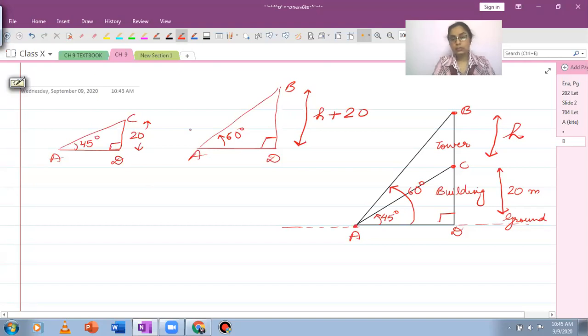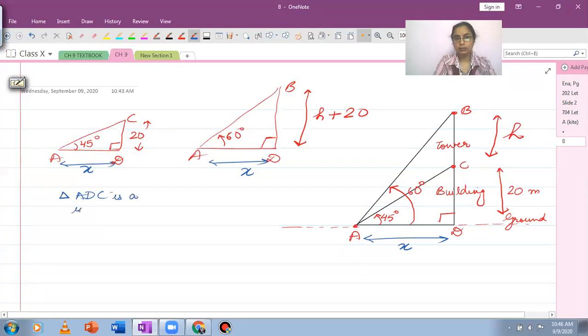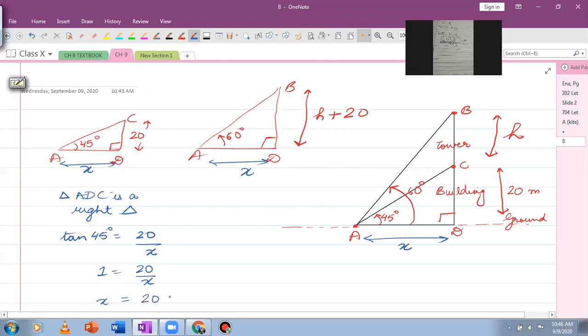Now, what do you think is common between the two triangles? If you observe, the base is same for both the triangles. So I'm just going to give it a name here so that it's easier to refer to. Otherwise, you can just work with AD as such. So from this triangle, triangle ADC is a right triangle. I'm going to apply tan 45 degrees, which will be equal to 20 by x. So x comes out to be 20.